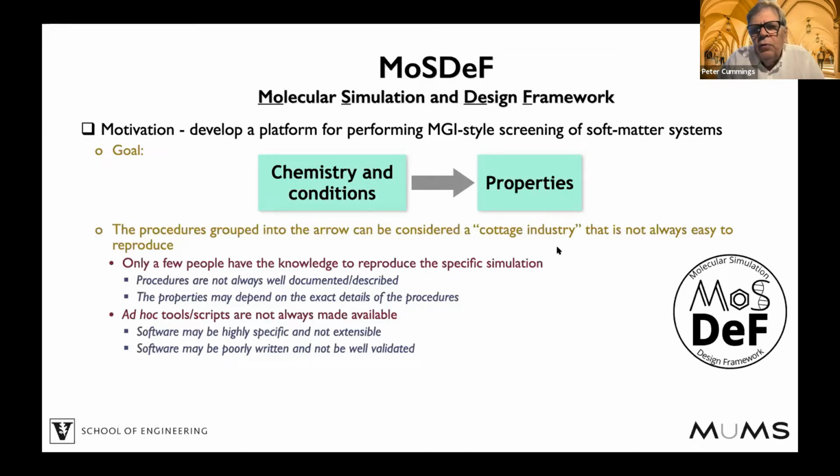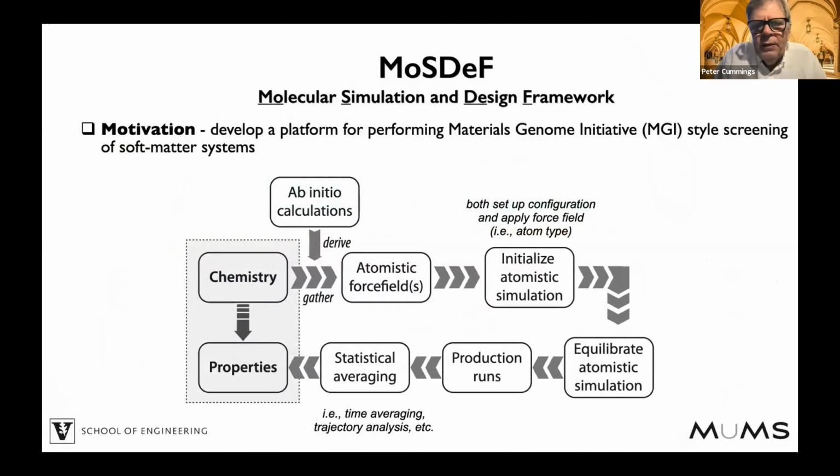In order to do MGI style screening, we need to automate a lot of these steps and do them in a way that's completely transparent and available for other people to adopt and use. And so what we've been doing is, there we go.